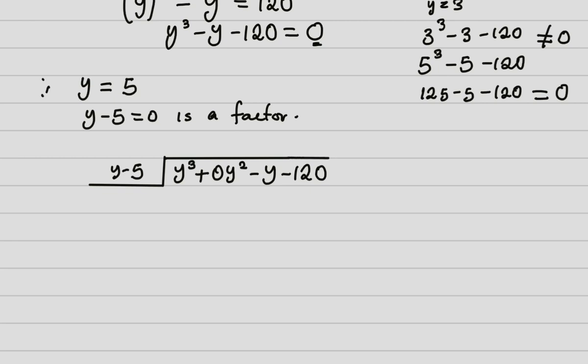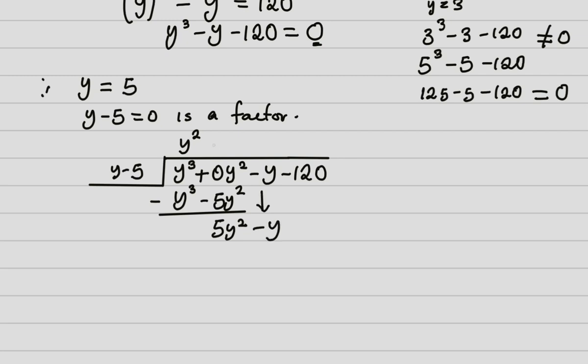Remember what we did in our previous video? You look for that term that when you multiply by y gives you y cubed. That term is y squared. So y squared times y is going to be y cubed. Then y squared times minus 5 is minus 5y squared. Then we subtract. Subtracting, I'm going to have 5y squared. Then I'll bring down minus y.